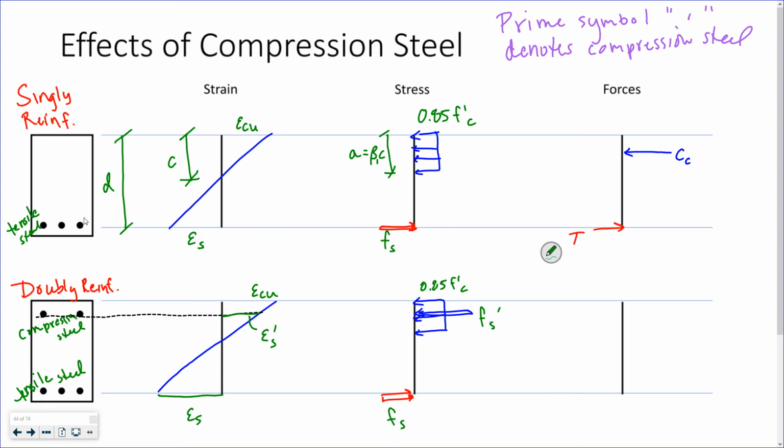If I go back and talk about the dimensions that I care about, I still have D, the distance from my extreme compression fiber to the centroid of my tensile reinforcement. Now I have D prime, which is the value of my distance from my extreme compression fiber to the centroid of my compression reinforcement. And I have a distance to the neutral axis C, that Whitney stress block here. A is equal to beta 1 times C.